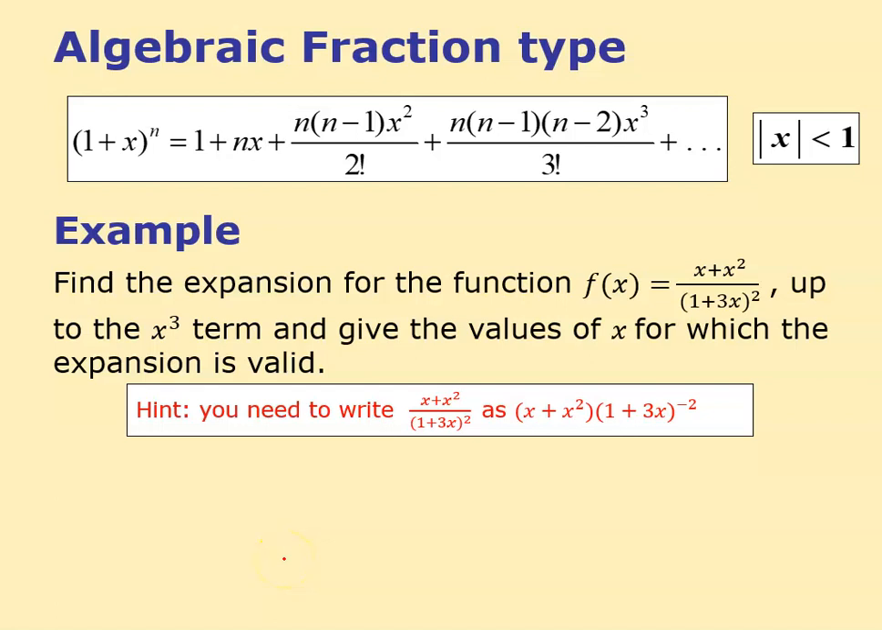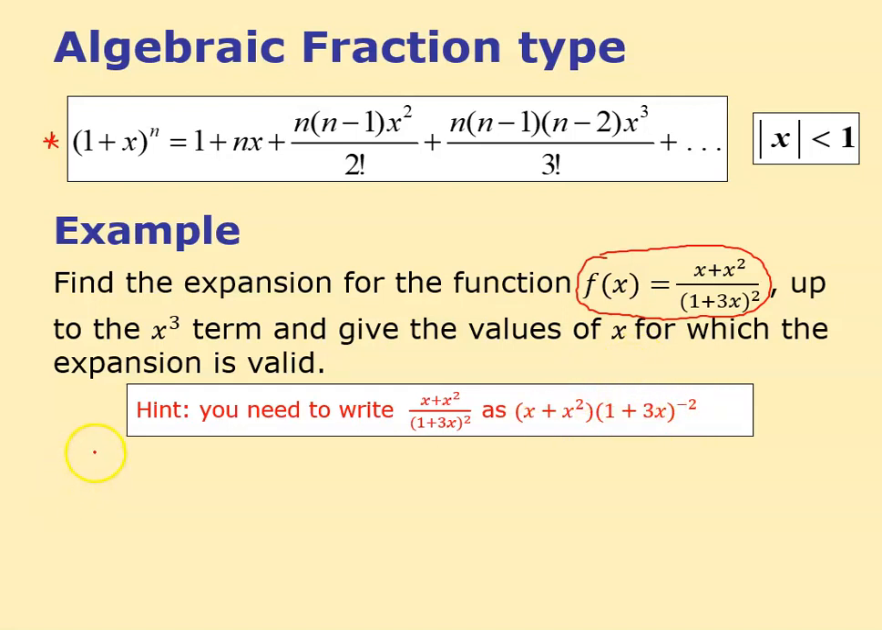So my first example has some function which I want to expand. On the face of it, it doesn't look anything like the kind of expressions we've seen. Well, that is until I show you this hint which I've written here. It's x plus x squared over (1 plus 3x) all squared, which needs to be written as x plus x squared times by (1 plus 3x) to the minus 2. And changing it to this negative power allows me effectively to then work things out.